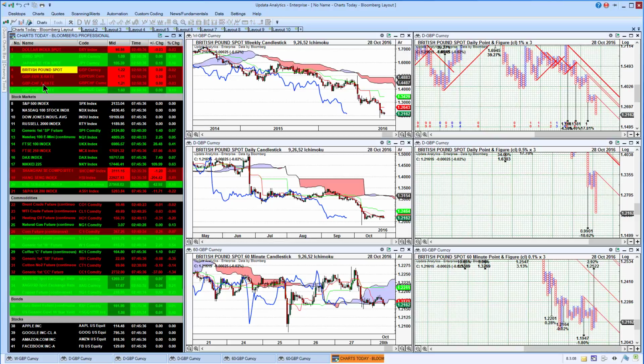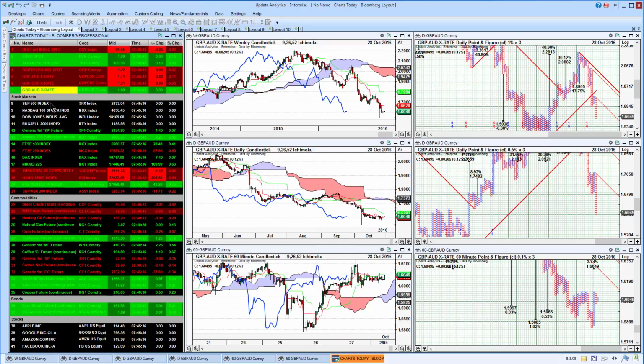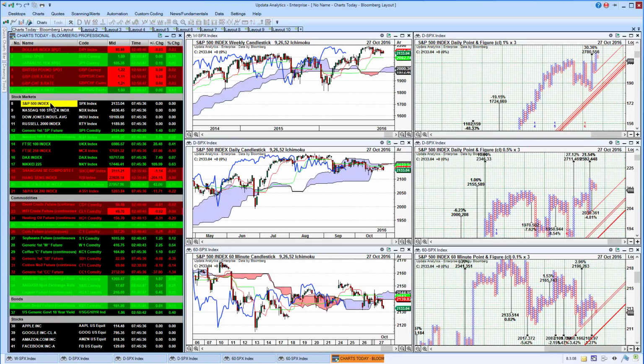So if we look at just some other rates, Aussie, sterling is recovering a little bit off the floor there. But it's interesting that the dollar strength is really the key.